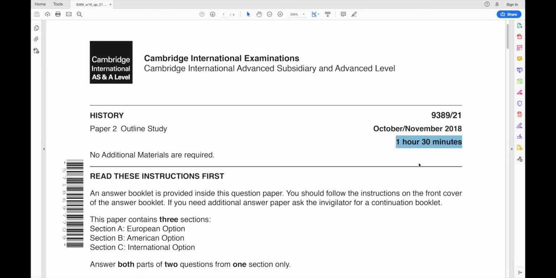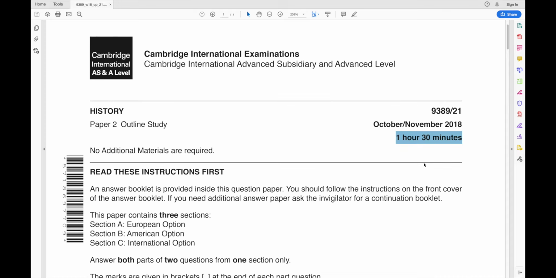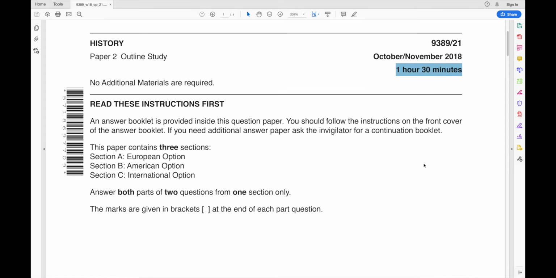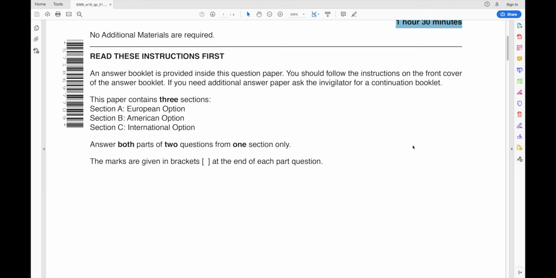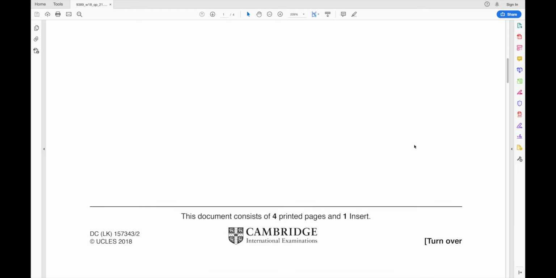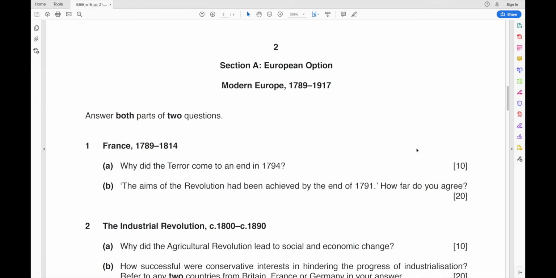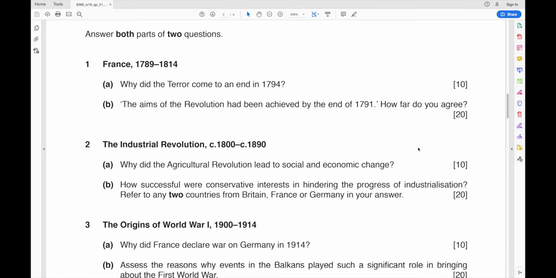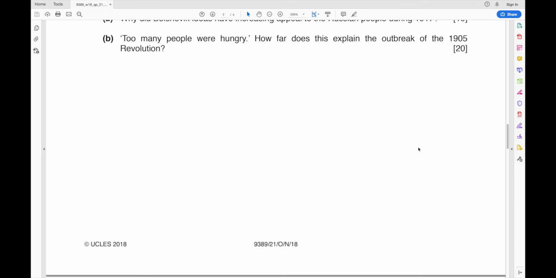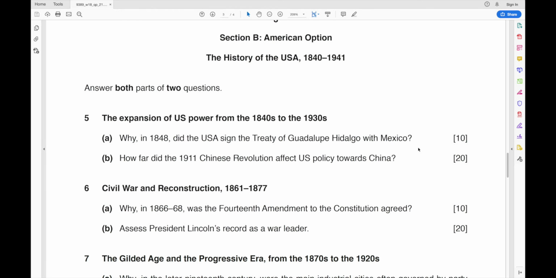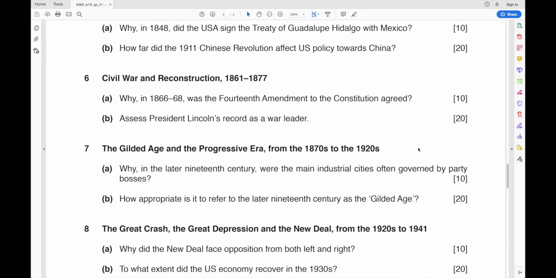I'm going to be writing an American option response and an international option response. I don't teach European history, so I don't have that much familiarity with the content they're going over, so I'm going to keep it to American and international. Quick notes about this one, because it's slightly different than the way it's set up for paper 1. European is first still, because it's section A, questions 1, 2, 3, and 4. The American option is on page 3, questions 5, 6, 7, and 8. And international is 9, 10, 11, and 12.